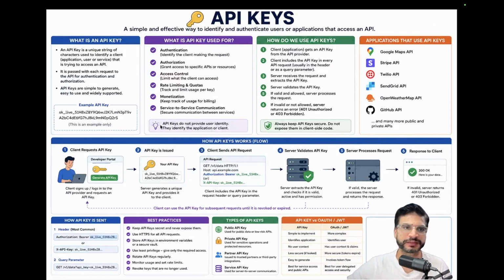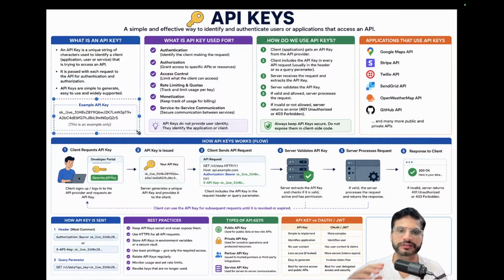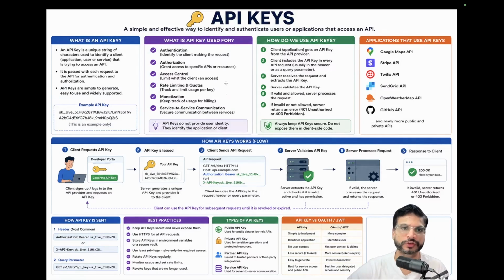So what are API keys? API keys are simple unique strings of characters. You send these keys via the client in the API request, and then the API server validates it and sends you the response. So these are used for authentication, and you can also rate limit. Let's say if you want to track and limit the number of hits made on the APIs, then you can also create rate limiting.